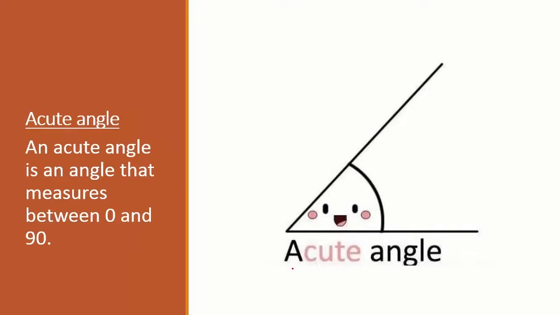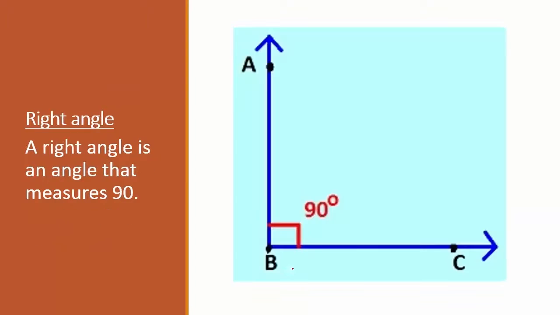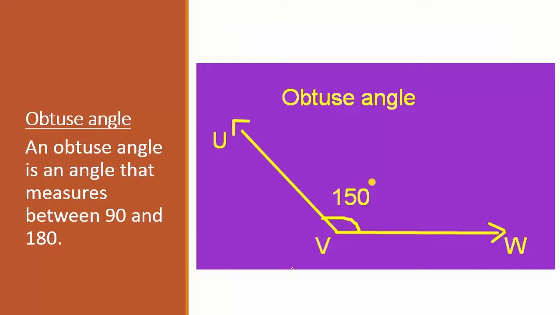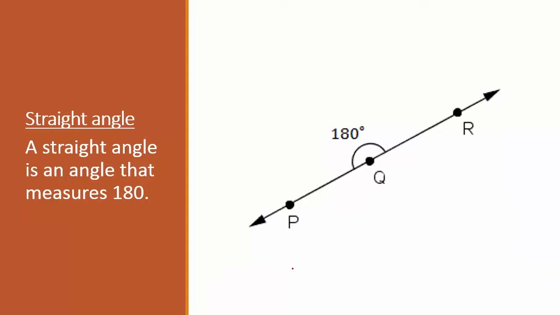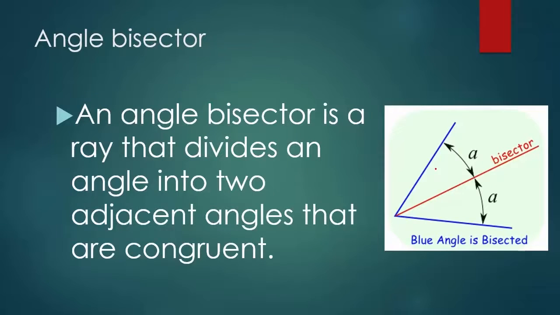An acute angle is an angle that measures between 0 and 90 degrees. Right angle. A right angle is an angle that measures 90 degrees exactly. Obtuse angle. An obtuse angle is an angle that measures between 90 and 180 degrees. Straight angle. A straight angle is an angle that measures exactly 180 degrees. Angle bisector. An angle bisector is a ray that divides an angle into two adjacent angles that are congruent.